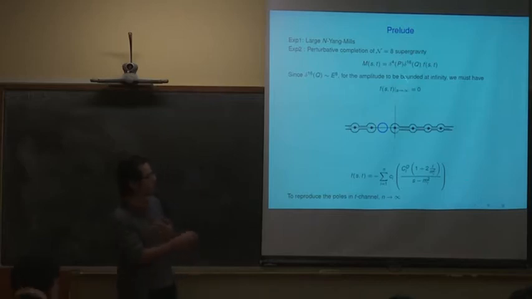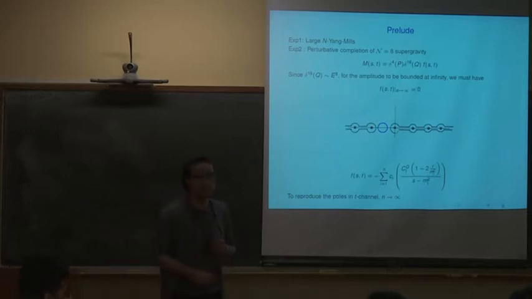So just from this, you can see that if you assume perturbative completion for this case, for supergravity, you need to have an infinite number of massive particles, as well as higher spin, which you can show cannot be bounded using a similar argument.